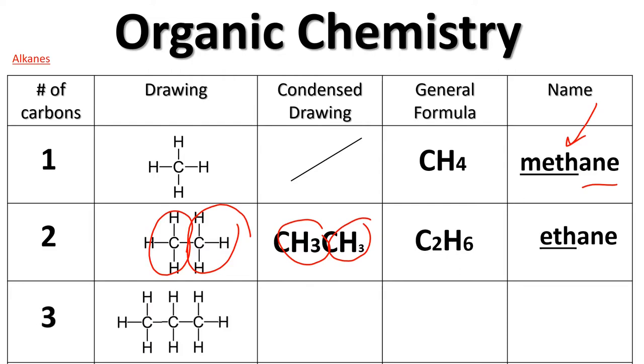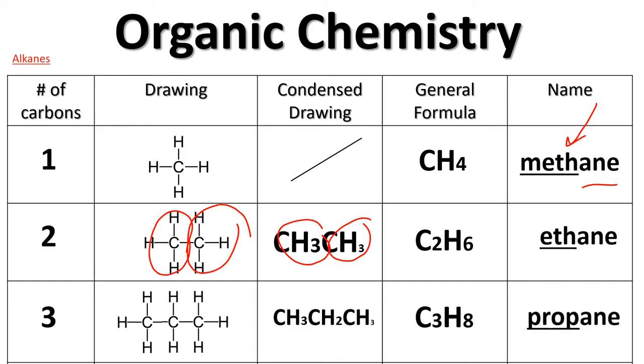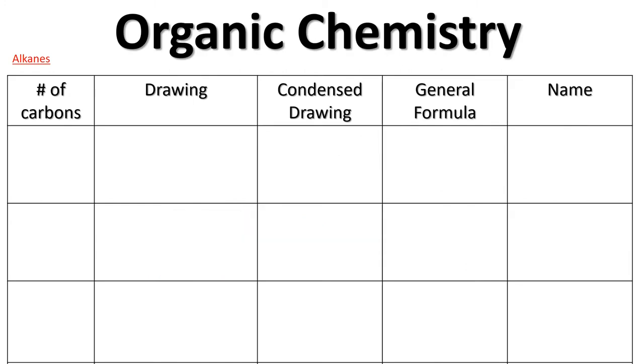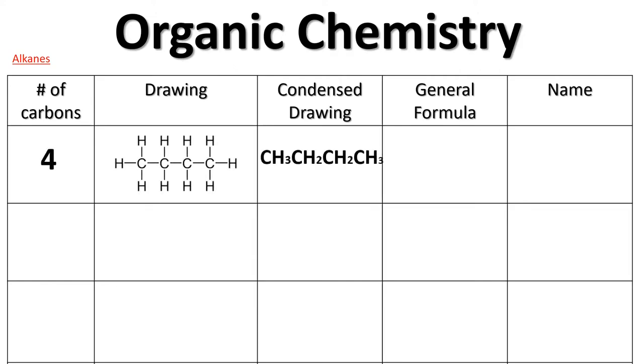Something with 3 carbons, we'll just draw this one. And then we'll go ahead and write our condensed formula right beside it. And there's our general formula. And for King of the Hill fans, Hank's favorite gas is propane. We're only going to draw a couple more because it's going to start to get very repetitive here. So we've got 4 carbons. It looks a little like that. Condense it out. There's your general formula. And this one has a unique name. This is called butane.